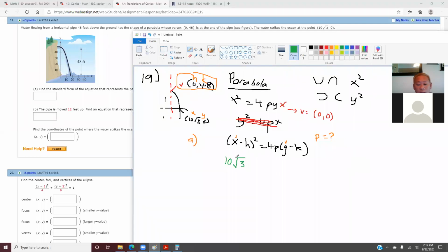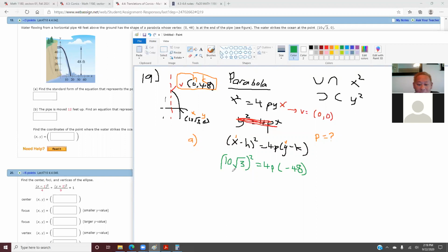h is 0, so that's good. We do not need it, so we square it. For p, we have to solve for p here. y in this case is 0, so that's good. Minus k, k is 48. Okay, and now you need to solve for p here. Does anyone know how to square a 10√3? Anyone know what happens when you square a 10√3? It's a number.